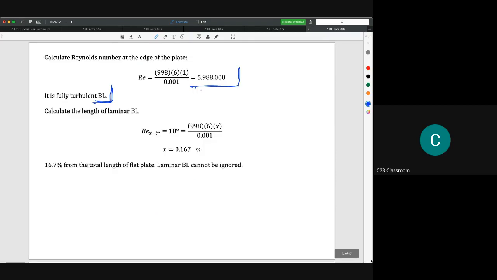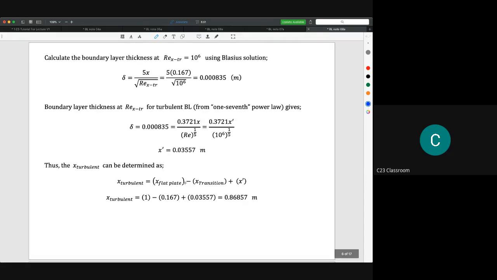And then we calculate the length of the laminar boundary layer. We substitute the transition Reynolds number, so we can calculate the value of x here. It is equal to 0.167. Because it is more than 10%, it is about 1/8, for example. It is 16.7% of the total length. So we make the assumption that the laminar boundary layer cannot be ignored. I think you understand this one.